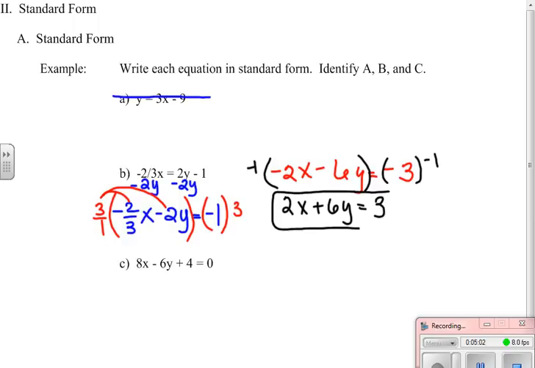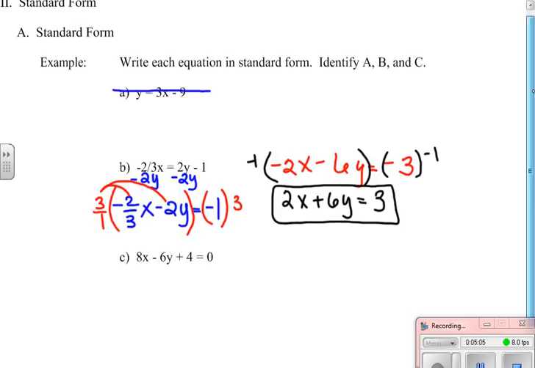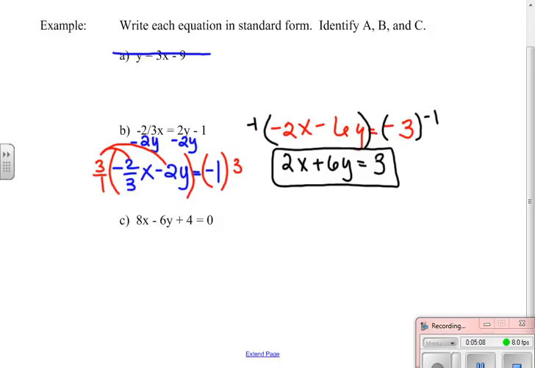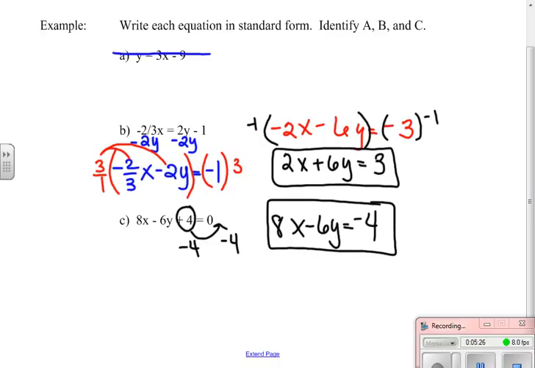And that is standard form. The only thing that's out of place is that 4. It has to go over there. So I'm going to subtract 4 from both sides. And I have 8x minus 6y equals negative 4. My a value is positive, so I'm done. And just to reiterate, in this case, a would be 8, b is negative 6, and c is negative 4. And you could do that for all of these.